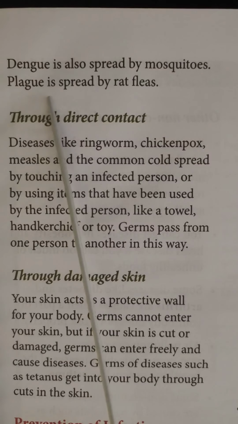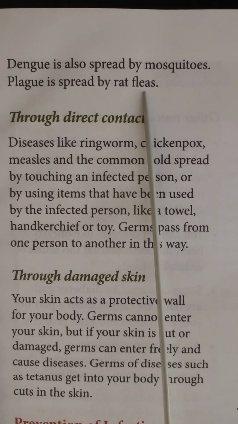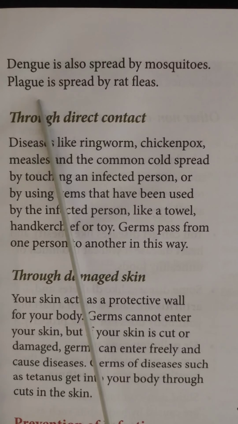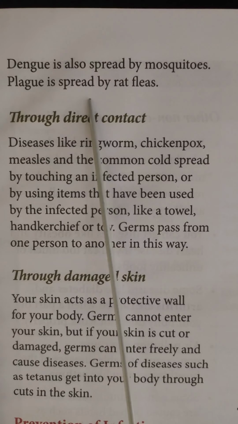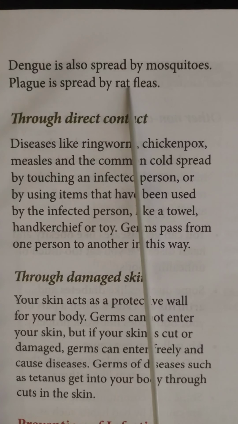Then plague. Plague is spread by rat fleas. So mosquitoes and fleas help in spreading disease. If they ask you to name the insects which help in spreading disease, your answer should be mosquito and fleas. If they ask you to name the diseases that spread through insects, you can give the examples of malaria, dengue, and plague. Plague is caused by a bacteria and is spread by rat fleas.